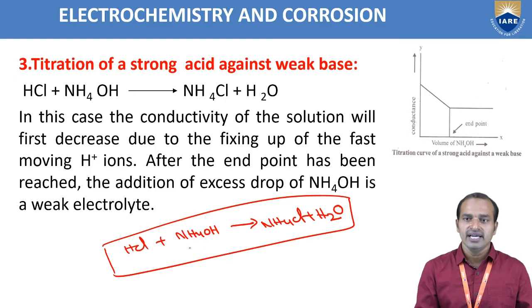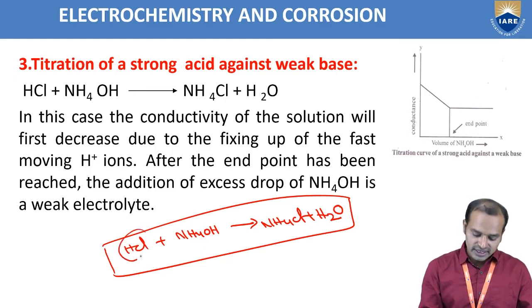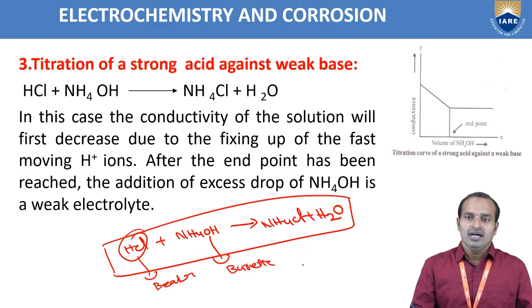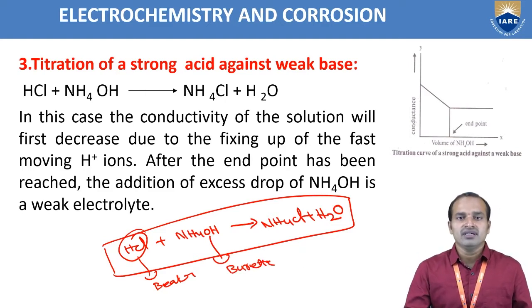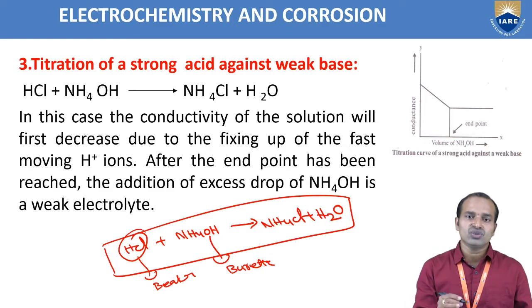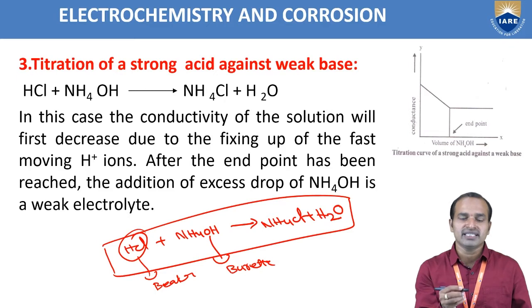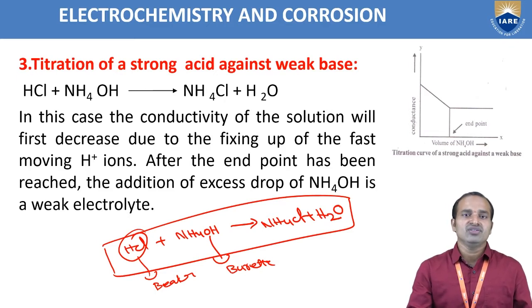So strong acid versus weak base. The strong acid is HCl and the weak base is NH4OH. The HCl we take in a beaker and the NH4OH in the burette. We dip the cell in the HCl solution and connect it to the conductivity meter. First you note down the conductance values. When we add the base to the acid solution, first the H plus ions are slowly replaced by OH minus ions.